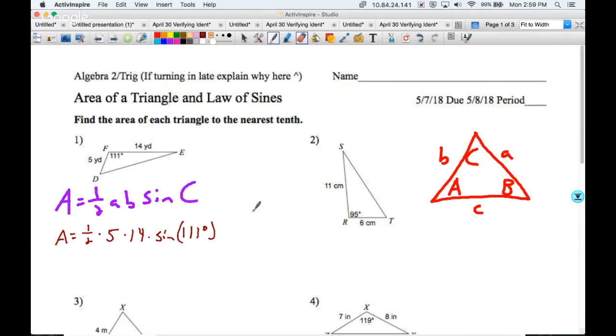So let's see, 0.5 times 5 times 14 times the sine of 111. I double check that I'm in degree mode. Hit enter, and I'll get an area of 32.67. It says nearest tenth, so we'll go 32.7. The correct unit here would be yards squared because it's a unit of area. Square yards would be appropriate.